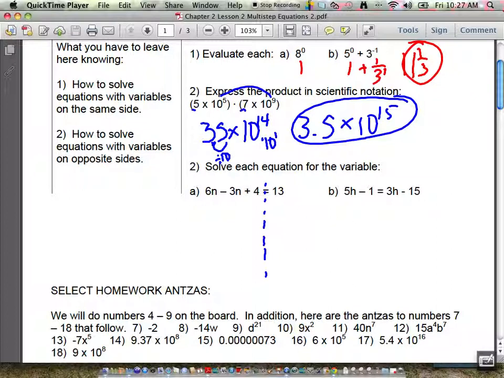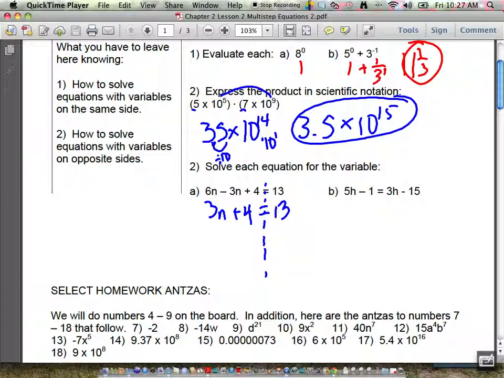What's 6n minus 3n? Who said 2n? 3n. 3n plus 4 equals 13. Now, this is going to lead us toward something we're going to learn in a minute. But I want you to know you've been doing it all along without giving it a formal title.